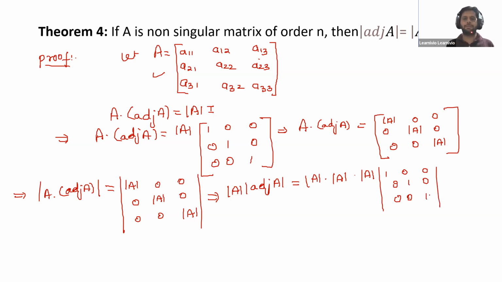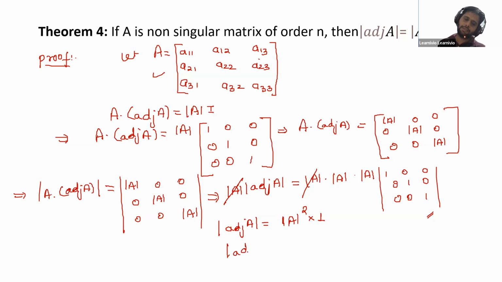Up to this step, it is clear, Abdur and Zaid? Yes. Okay, good. Now we will cancel this determinant. Abdur, can you tell me the value of this determinant? The value of this determinant is 1, because this is an identity matrix and the determinant of identity is always 1. Now here we have determinant squared, so the determinant of adjoint of A is equal to determinant of A squared.